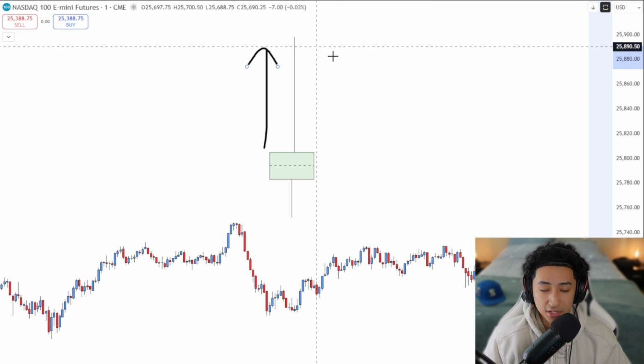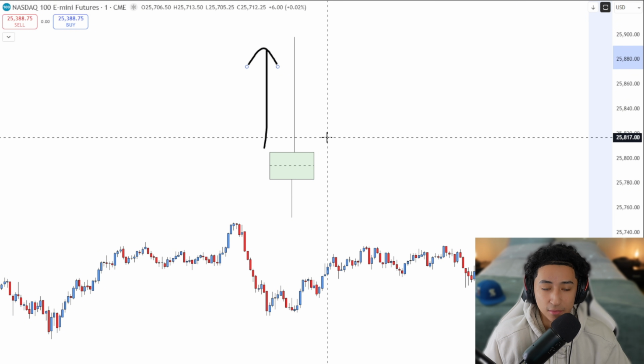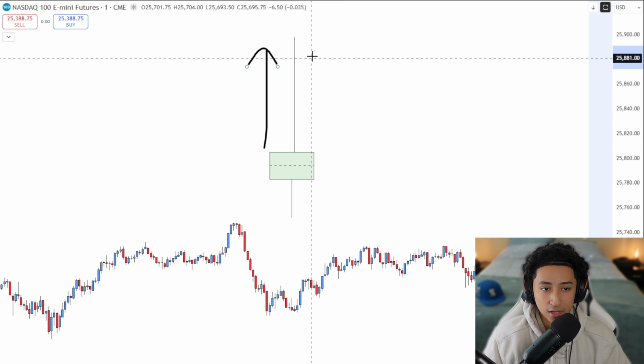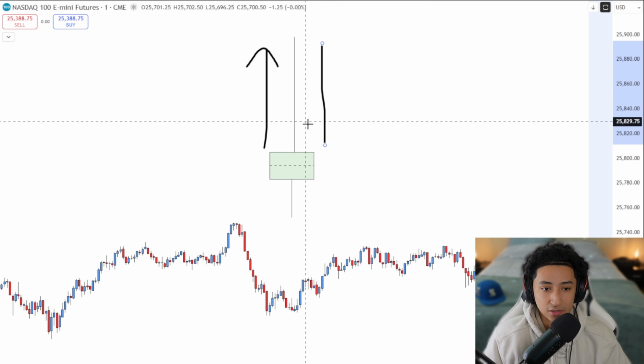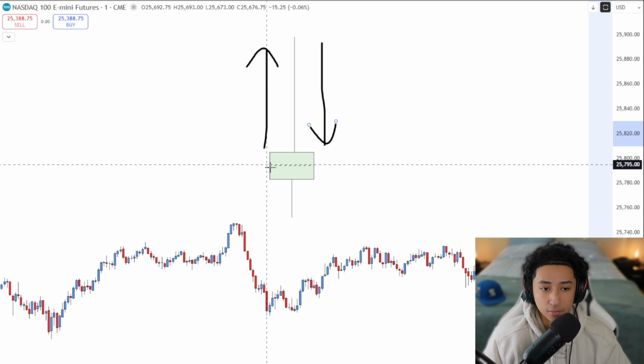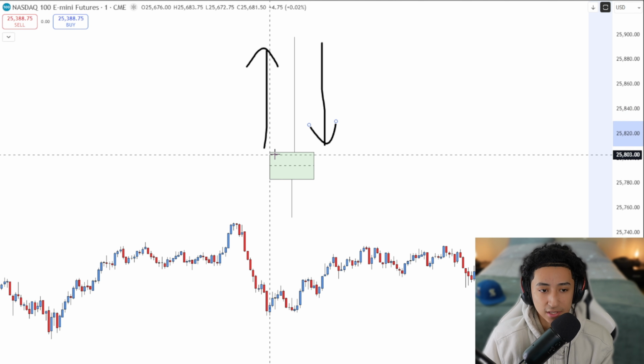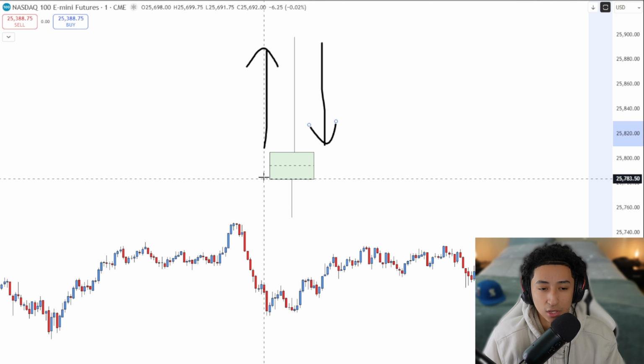Wicks will do the damage, but the bodies will tell the story. You might have heard that before, right? So the attempt of buyers to push price up here was unsuccessful, and the sellers brought price back down a little bit more closer to open, right? Now, a lot of people get confused. They're like, well, it closed bullish, right? So that means that overall buyers had strength. Yes, that may be true to an extent, right?